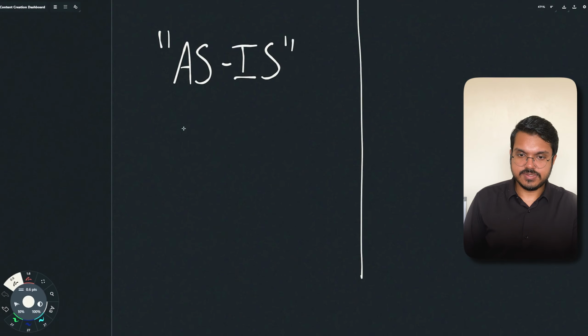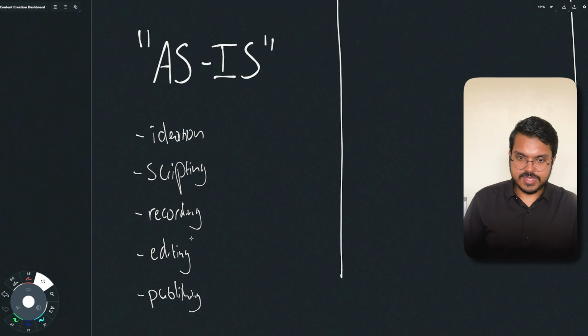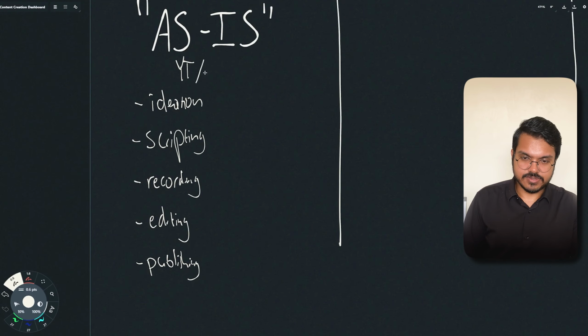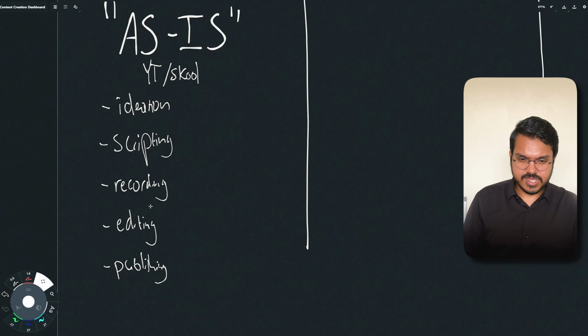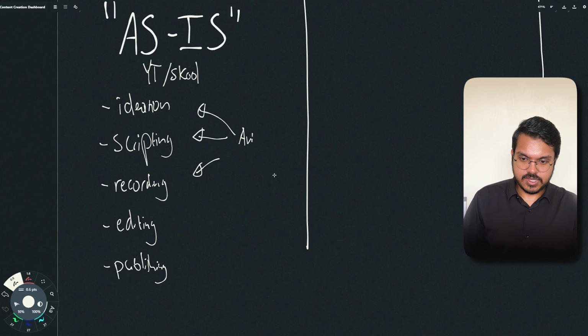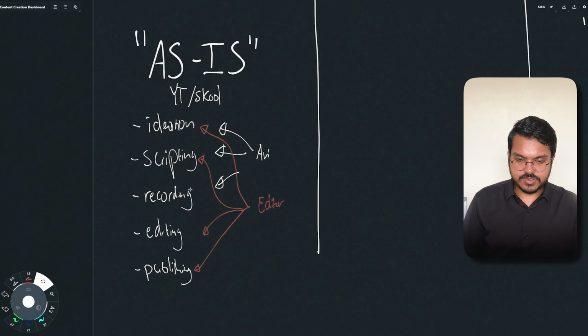So the process is, first of all, ideation, then there's scripting, then there is recording, then we have editing, and then we have publishing. And this is for YouTube and for school, kind of, I would say. There are some differences between both of these. That's kind of the main process. And then for me, I am part of these to a degree. And my editor could also be part of this and that, and then he publishes. All right. That is the current process.